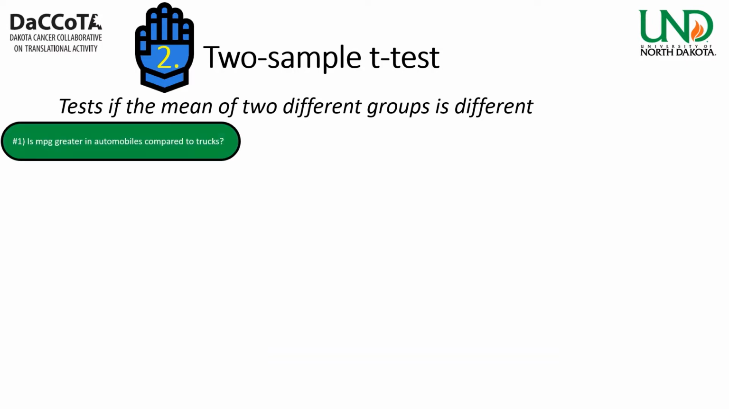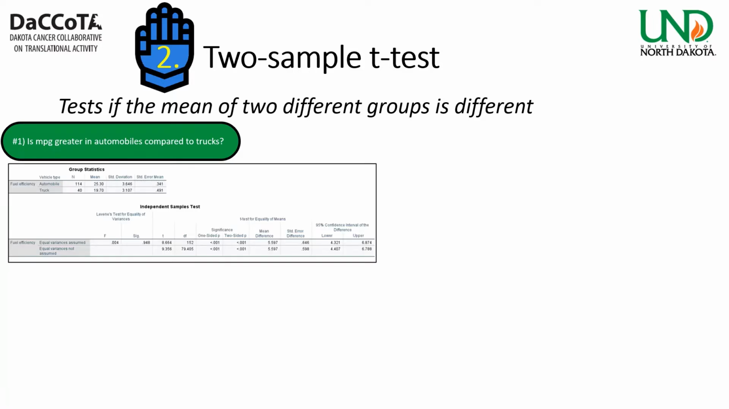So let's jump into some cars. Is miles per gallon greater in automobiles compared to trucks? When we look at automobiles and trucks, mean MPG of automobiles is 25, trucks are 19. That certainly looks different, but we're going to need to look at our t-value. And we're going to look at standard deviation. This is about the same, so we can assume equal variances.